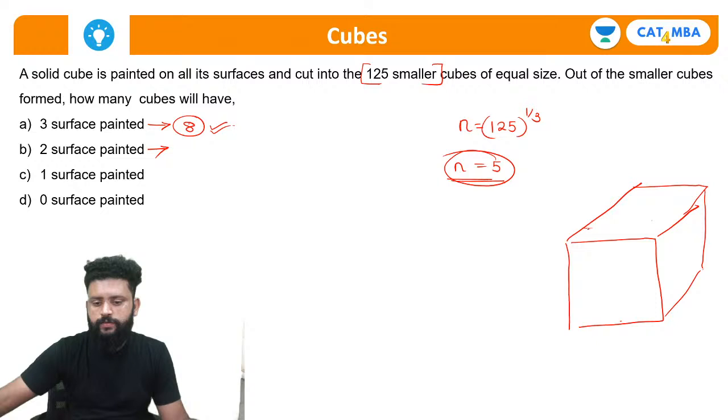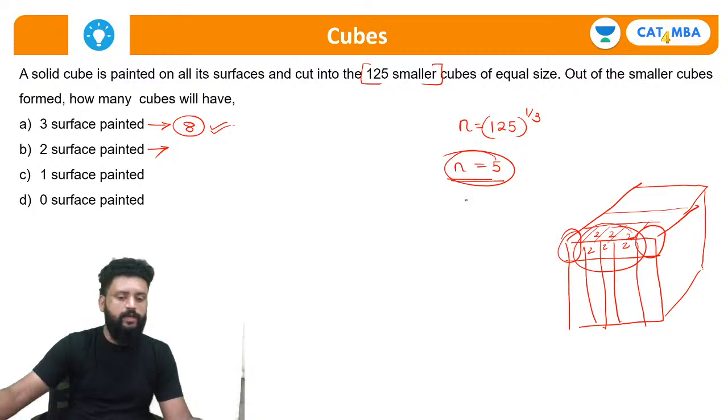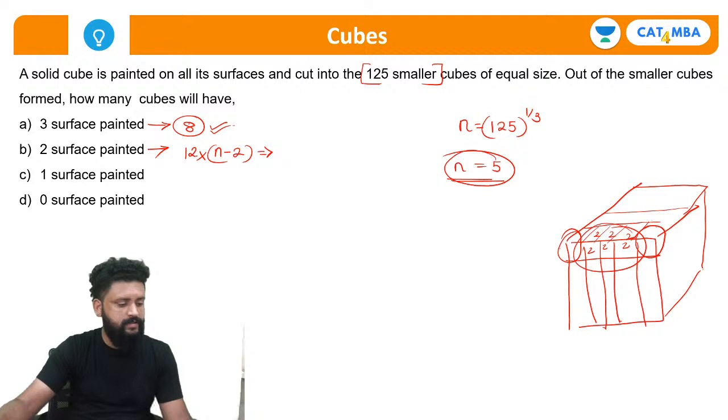I'll just draw one row, that's where you can easily understand. So this is the corner cube and this is the corner cube. How many two surface painted cubes will remain in between? There will be 3. So if this structure has n small cubes in a row, there will be n minus 2 cubes on each edge which will be two face painted, and there are 12 edges.